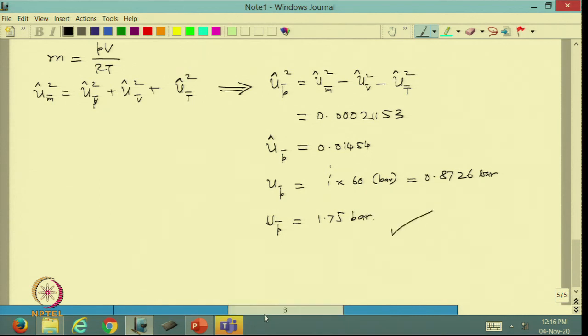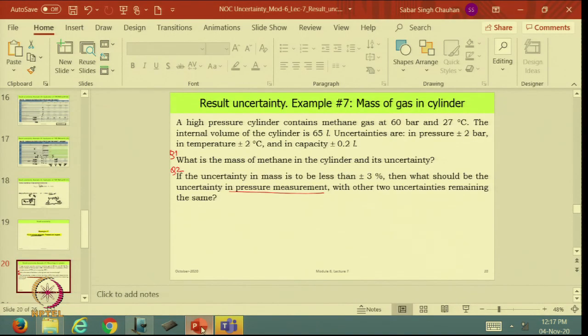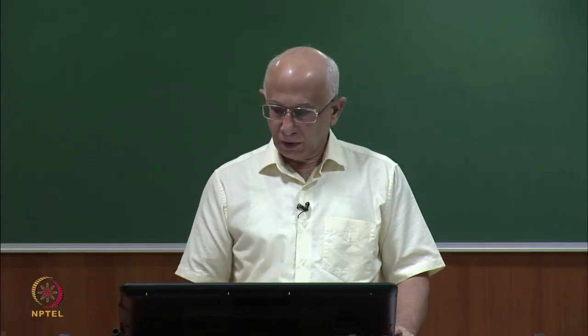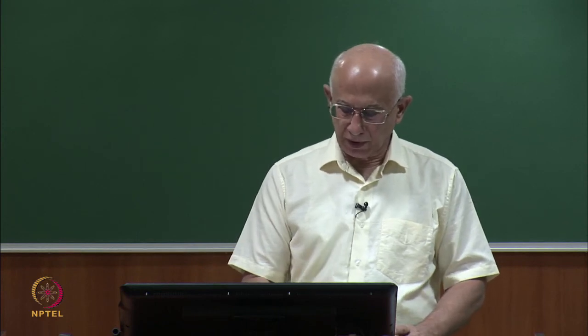So, this is the right answer, and it tells you that earlier we were measuring the uncertainty of 2 bar. If we reduce it to 1.75 bar, we can reduce the uncertainty from 6% something to 3%. So, that is another example where you are required to calculate the expected uncertainty in the measurement if you want to achieve a certain uncertainty in the result. So, that is how we have done this. We saw the entire process and we got the answer. So, we solved this problem.